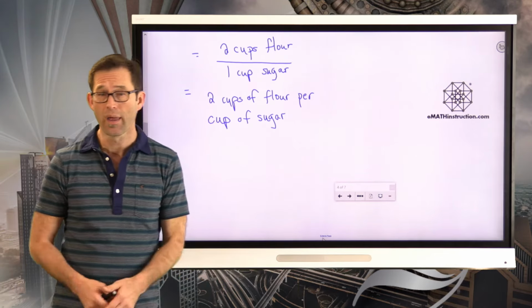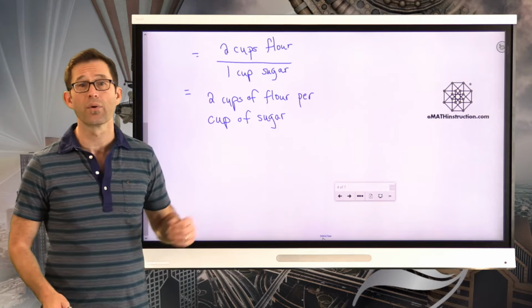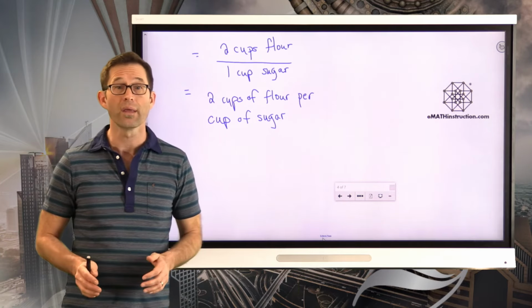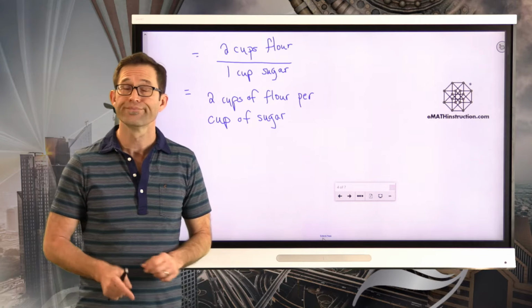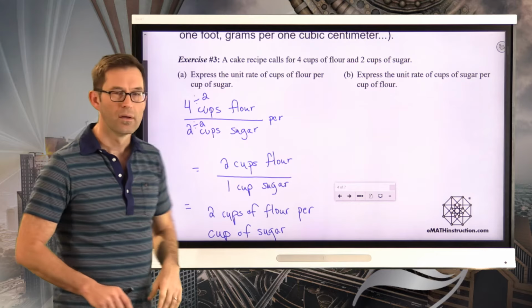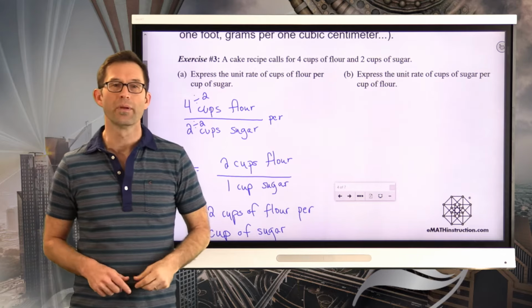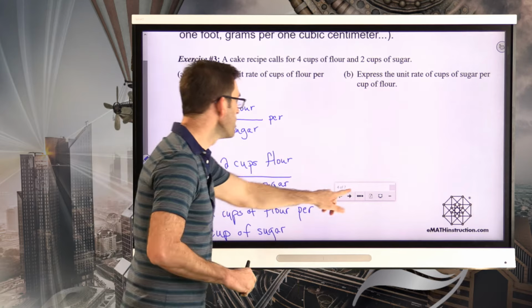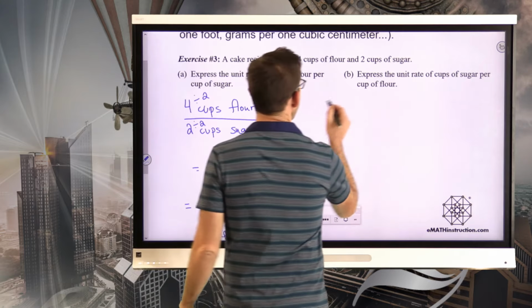All right, makes sense. Once I've got this unit rate, it's great because if I have like 10 cups of sugar, I can say, well, then I'll need 20 cups of flour. But let's look at a sort of trickier scenario. Let's flip this ratio. Let's take a look at letter B. Express the unit rate of cups of sugar per cup of flour. All right, this is a little bit trickier. So what will I have now?